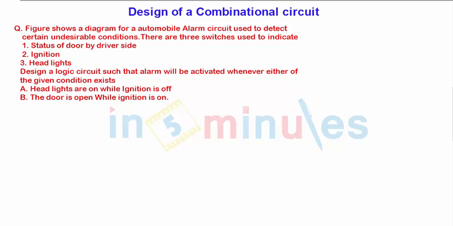So we have to design a logic circuit for which the alarm will be activated whenever either of the conditions exists. The first condition is that the headlights are on when the ignition is off, which is not desirable. The second condition is that the door is open while the ignition is on. When you turn on the ignition, the door must be closed and you are ready to drive. So we have to design one circuit.